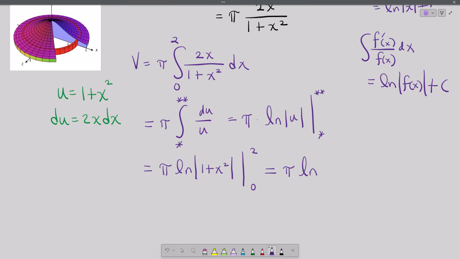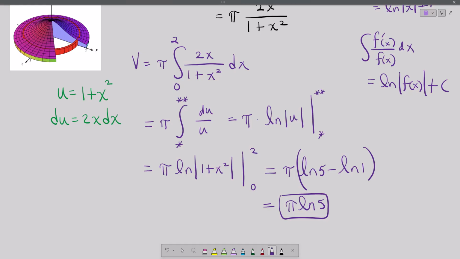So now let's plug in the 2. We're going to get natural log of 5. Don't need an absolute value, 5 is positive. What do we get when we plug in 0? 1. Natural log of 1. We get natural log of 1, and natural log of 1 is 0. So we end up with pi times natural log of 5. That'll be our answer. Yeah?